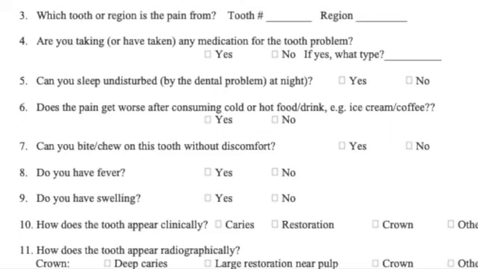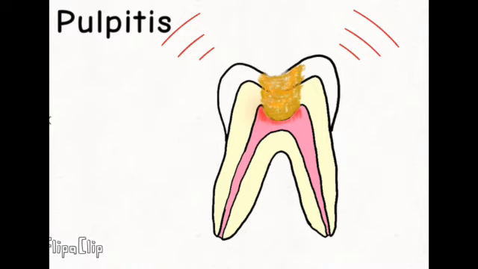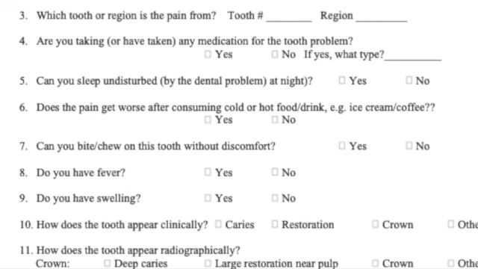The next question is to ask the patient which tooth the pain is coming from. If the patient is unable to localize the pain, it can give you a clue that this may be symptomatic irreversible pulpitis. Asking the patient if they are taking medications and if they can sleep at night indicates the effect of pain on the quality of life. This information helps you in your decision to prescribe drugs for the patient. It also gives you information on the urgency of treatment.